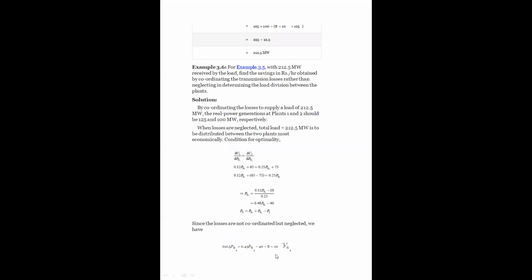And the power received by the load, the power demand PD: what is the formula? PG1 plus PG2 minus power loss. So PG1 is 125, PG2 is 100, minus the losses, and the power received is 212.5 megawatt. This is how you calculate these problems.